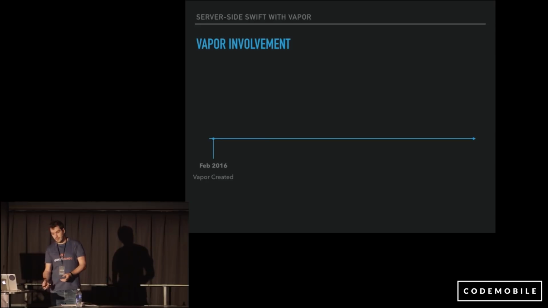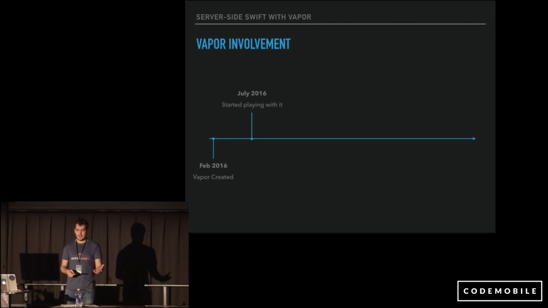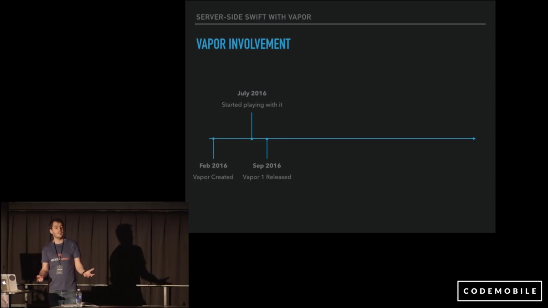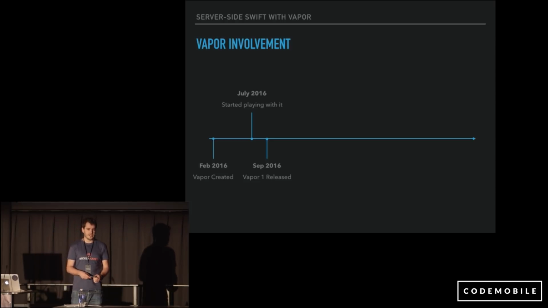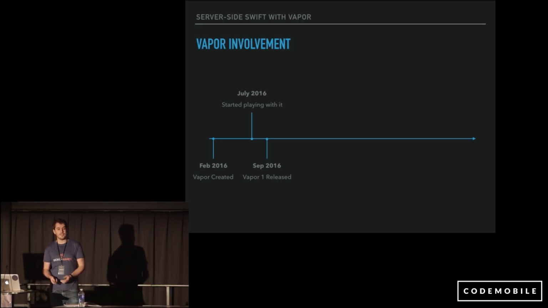So my involvement with Vapor: Vapor was first created in February 2016. I got involved not too long after that, in the summer when I started playing with it, but I never really got into depth with it. And then Vapor 1 came out in September 2016. It was a stable, here you go, give it a go. And it was around Christmas that year where I decided I was fed up of writing in so many different languages. I've been using Python and C++ and JavaScript and Ruby, and I thought, I really like Swift, let's try it out and see what happens.